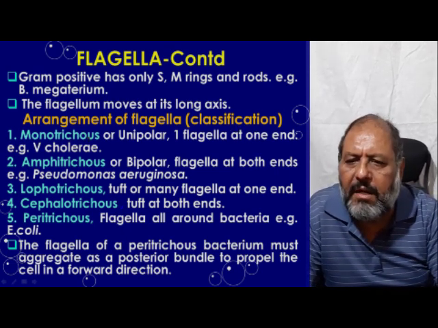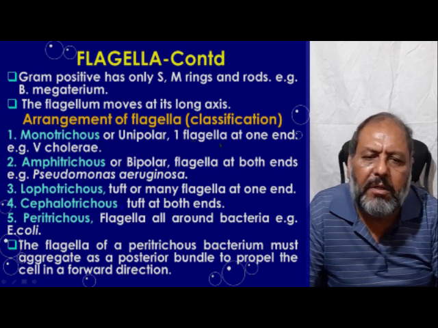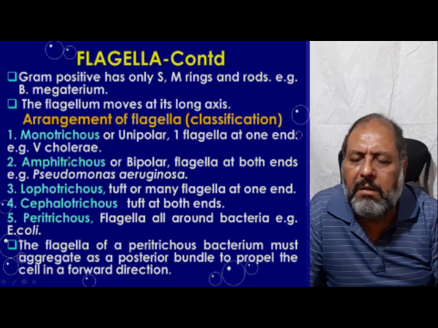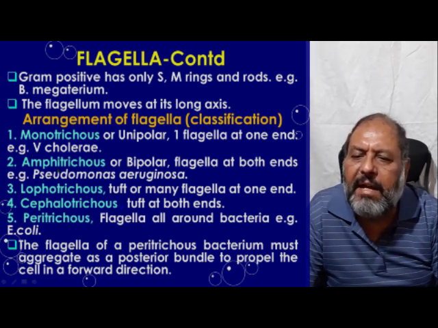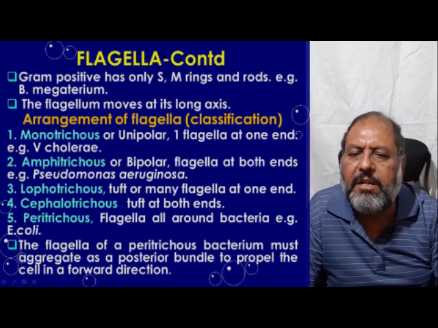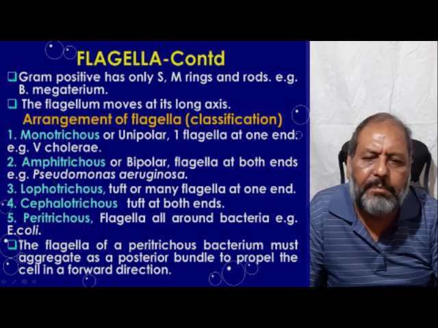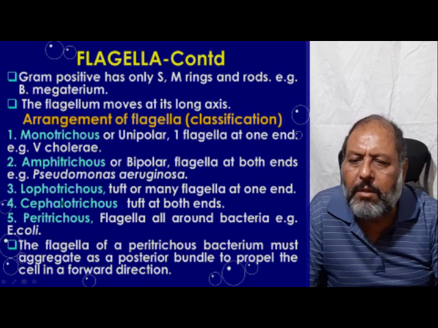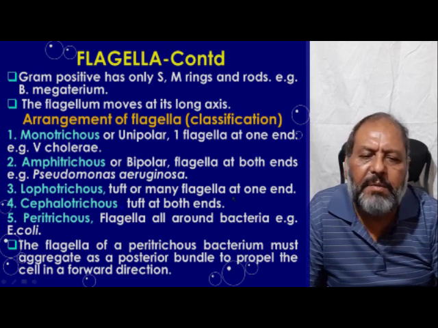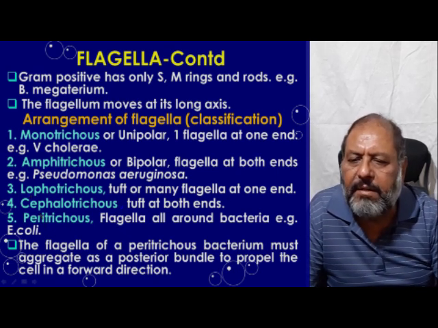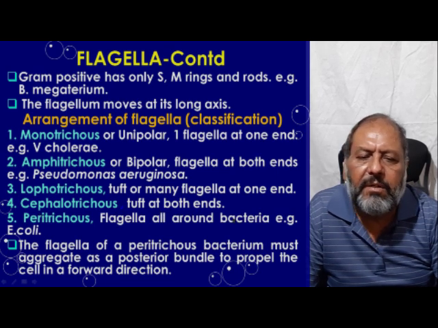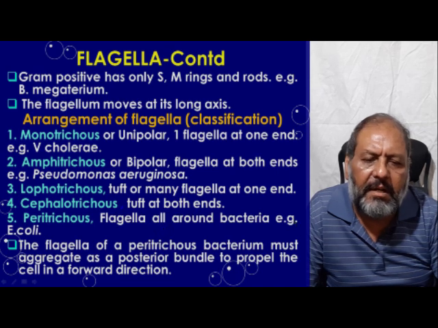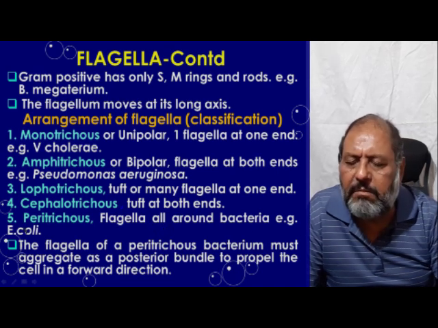Monotrichous, or unipolar, bacteria have one flagellum at one end, and an example is Vibrio cholerae. Amphitrichous, or bipolar, have flagella at both ends, and Pseudomonas aeruginosa is an example. Lophotrichous have a tuft of many flagella at one end, then cephalotrichous have a tuft at both ends, then peritrichous have flagella all around the bacteria, and the best example is E. coli.